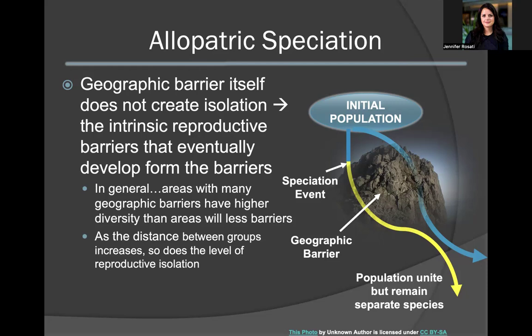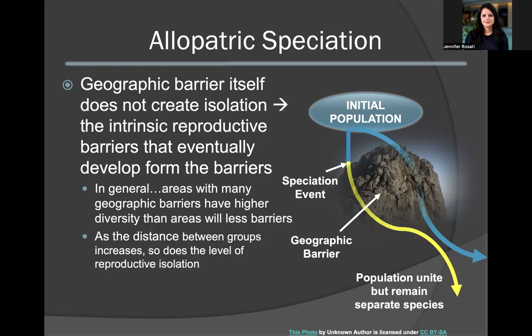As stated previously, allopatric speciation typically results from the presence of a geographic barrier isolating a population. It is important to understand, though, that it's not the geographic barrier itself that creates the speciation event. It's the intrinsic reproductive barriers that eventually form that prevent the successful mating of the two groups after they reunite that lead to the formation of two different species.